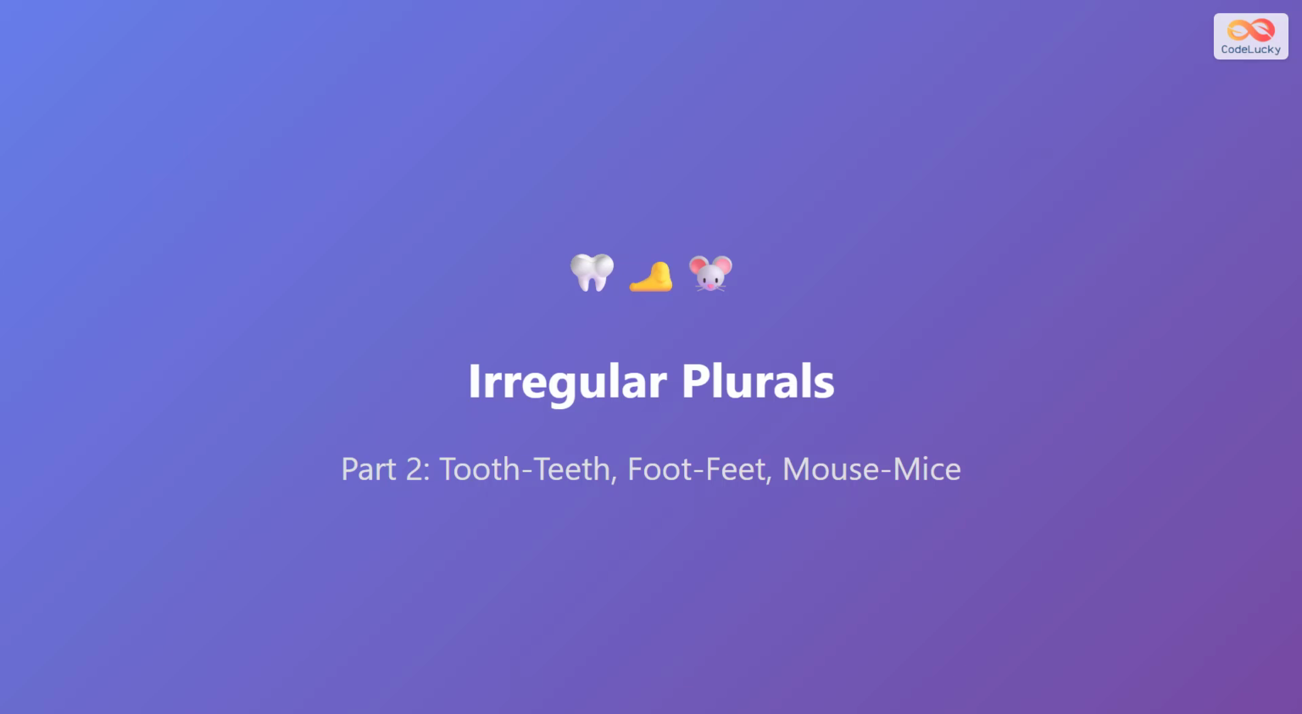Welcome to Irregular Plurals Part 2. In this lesson, we will learn 3 common irregular plural nouns: tooth, foot, and mouse. These words do not follow the regular rules for making plurals. Instead of adding s or es, these words change their internal vowel sounds. Let's explore each one together.